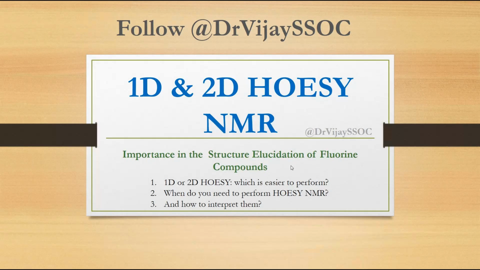In this video, we are going to discuss one-dimensional and two-dimensional HOESY NMR spectroscopy and their importance in structural elucidation of fluorine compounds. By the end of this video, you will understand which one, 1D or 2D HOESY NMR, is easier to perform and which one is faster. You will also understand when you need to perform HOESY NMR for your compound and how to interpret them. So let's start this video.